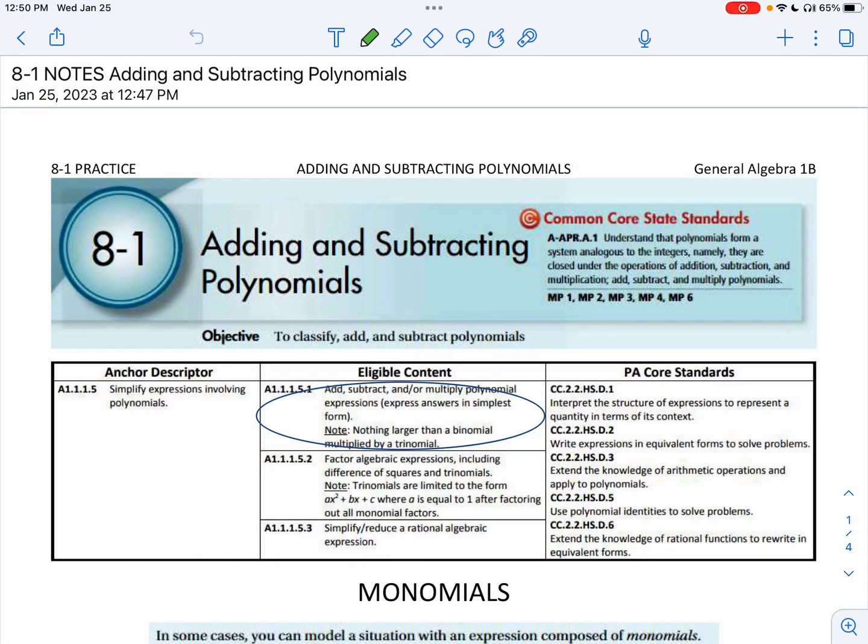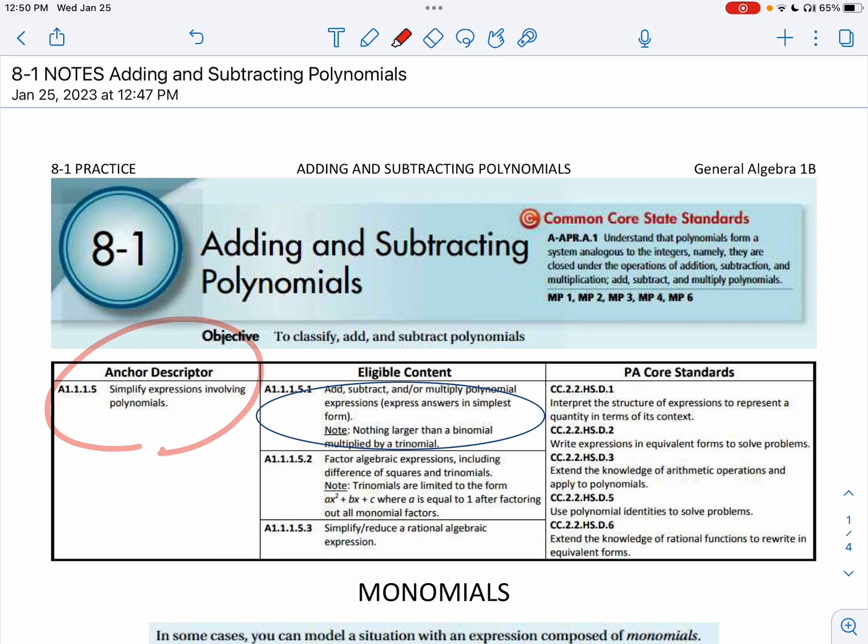Hey everybody, we're going to continue into Chapter 8 now. Chapter 8 is all about polynomials. Polynomials are one of the most important parts of Algebra 1. Understanding polynomials, adding, subtracting, multiplying them, all of it will not only be on the Keystones, but all of it is fundamental for moving on in any form of math.